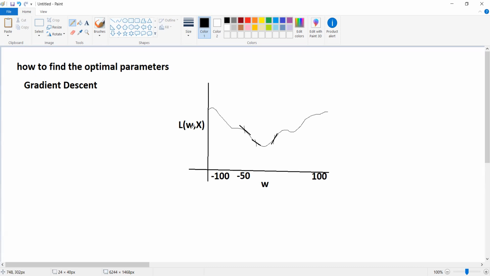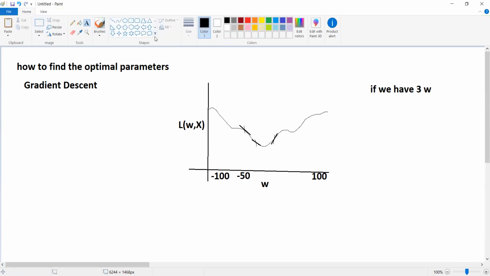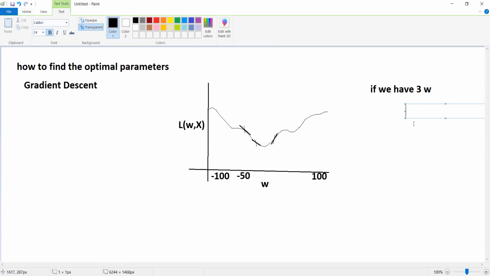This is an example where we tweak only one parameter, W. But let's say we have 2 parameters or 10 parameters. So what do we do? We find not only the derivative for one W, but let's say we have 3 parameters, 3 W's. Instead of finding a single derivative, we're going to find the loss derivative for W1. How am I going to write this? I had this written down somewhere.